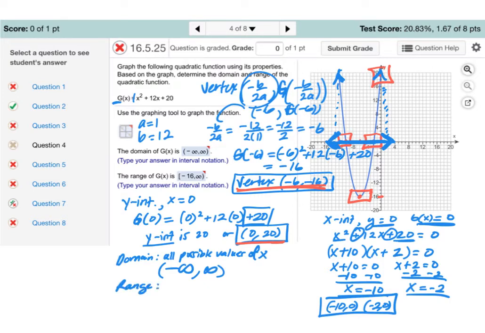Okay, for the range, this is going to be the lowest point of the graph to the highest point of the graph, or basically all possible values of y. And so if we look at this from the bottom to the top, this vertex starts at negative 16, and we say that value is included with a square bracket. And it goes up, the graph goes on indefinitely to infinity. So it goes from negative 16 up to positive infinity. Okay, so that will be our range of our function.